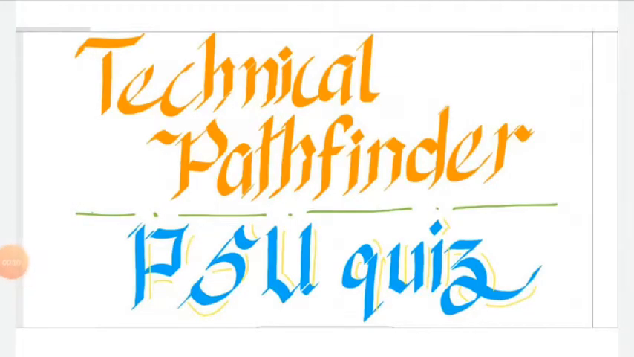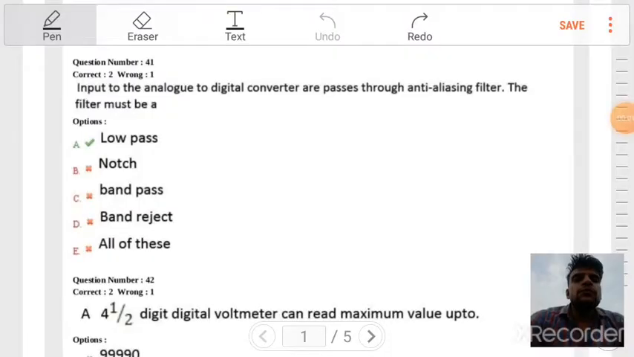Some more MCQs are solved in this section from previous year PSU papers of electrical engineering. First problem in this section: the input to the analog to digital converter is passed through an anti-aliasing filter. The filter must be: low pass, notch, band pass, band reject, or all of these. So the correct answer is low pass filter. A low pass filter should be the anti-aliasing filter.